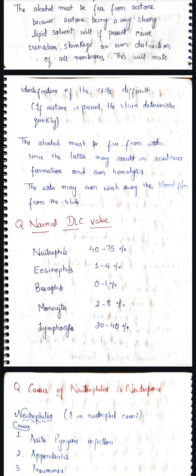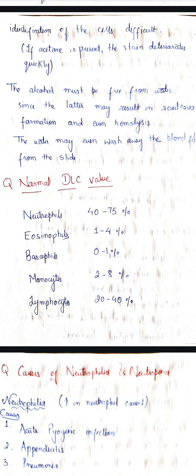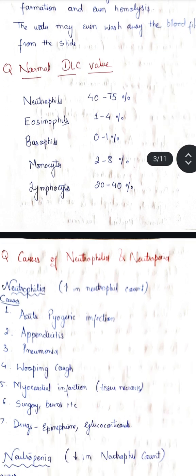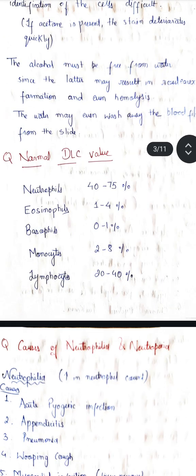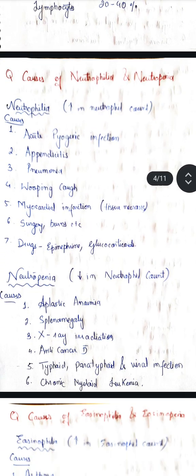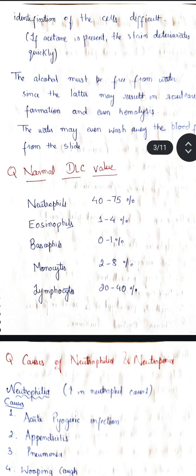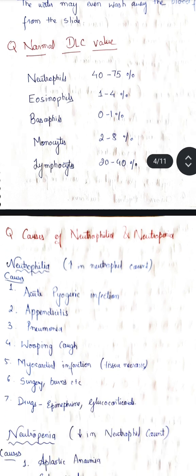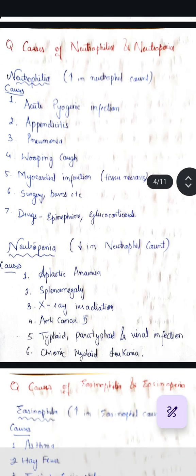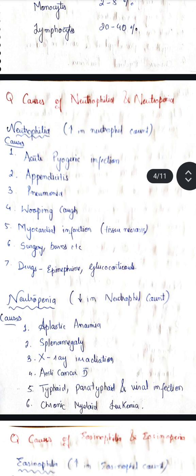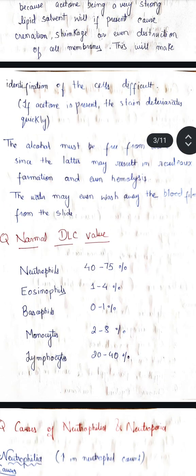Normal DLC value we have covered in the last video. Once again, I'll revise. Neutrophils are 40 to 75%. If you are just observing 100 WBCs in 100 field, what you can count is neutrophil you will get 40 to 75, eosinophils about 1 to 4, basophils 0 to 1, monocytes 2 to 8, and lymphocytes 20 to 40, which means most abundant is neutrophil, followed by lymphocytes, followed by monocytes, followed by eosinophils, followed by basophils. Now we'll see the variations in the normal count, which is very important.